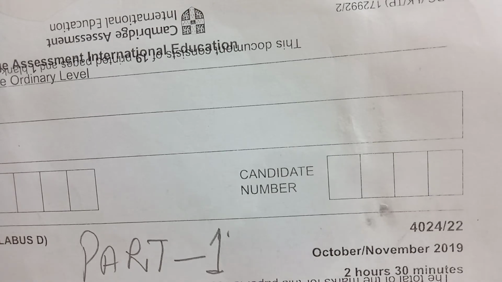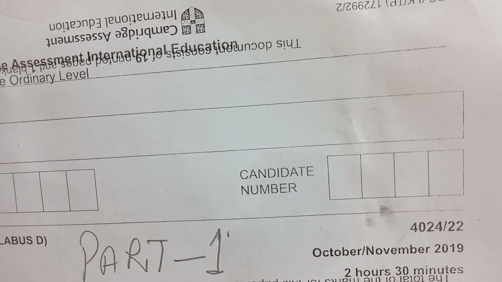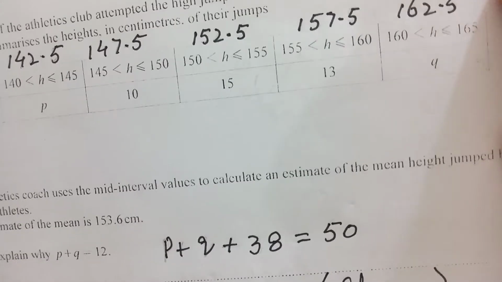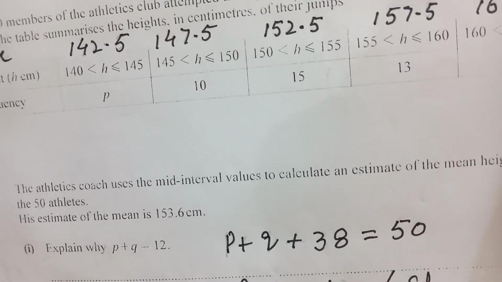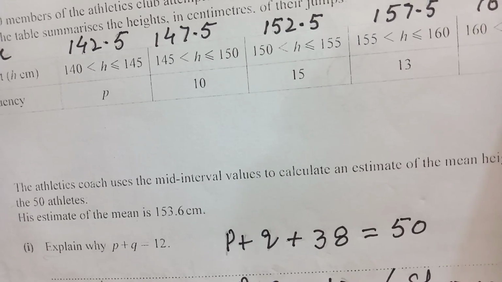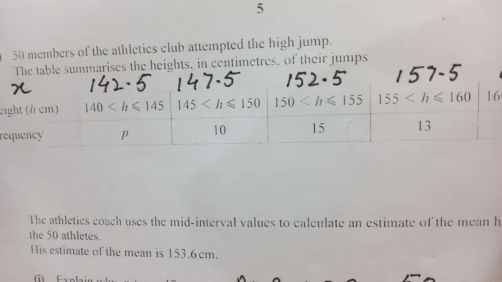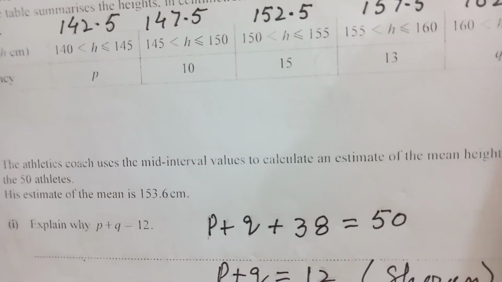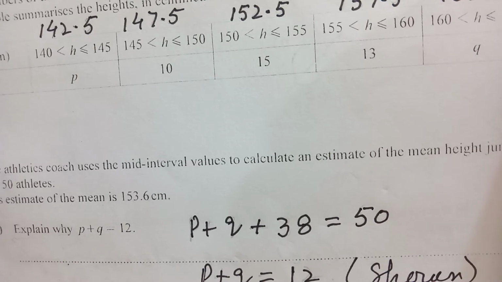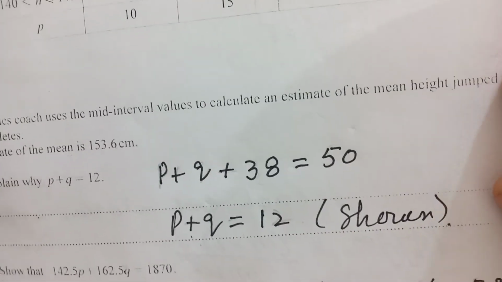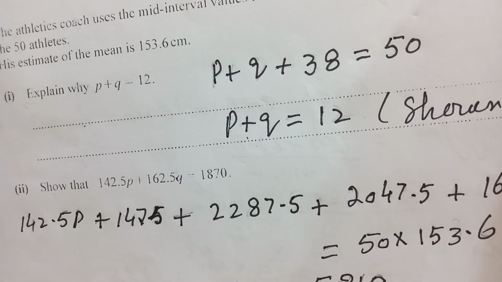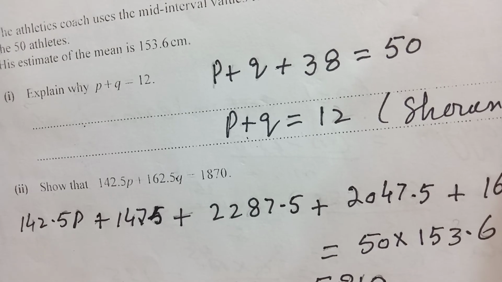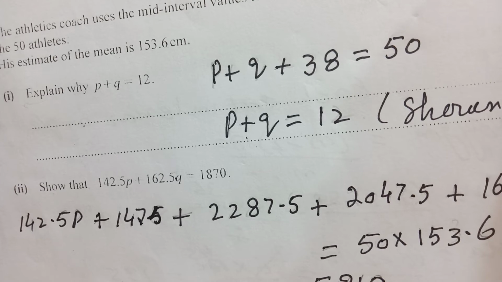Now B part of this question. He is asking to prove that P plus Q equals 12. From the question statement, we know that the sum of the frequencies is 50. So the sum of all the frequencies equals 50. So P plus Q equals 12, shown. And show that 142.5P plus 162.5Q equals 1870.